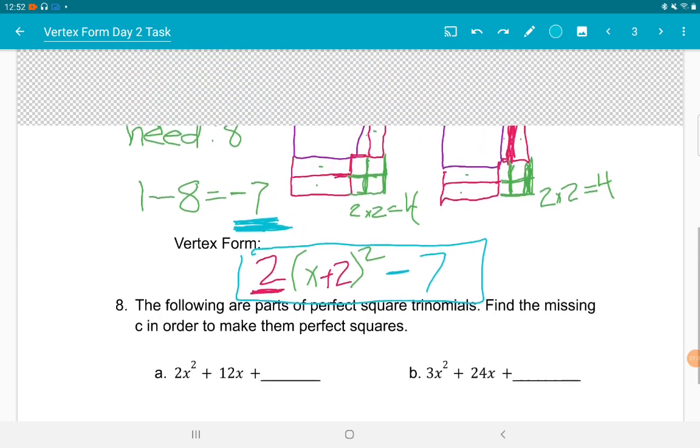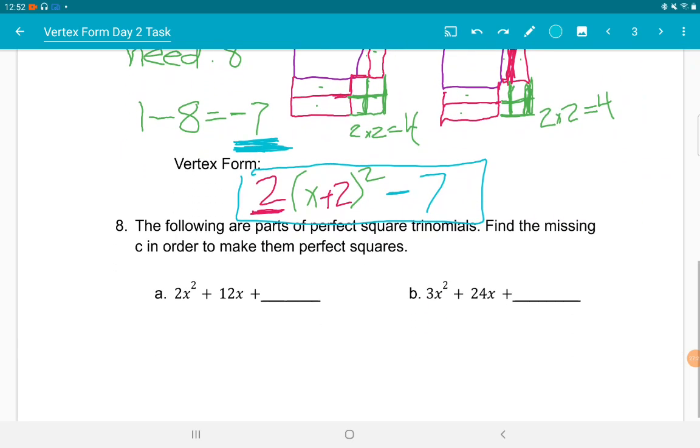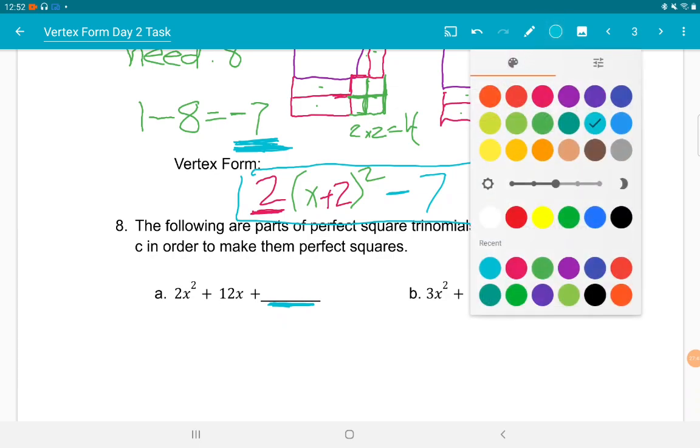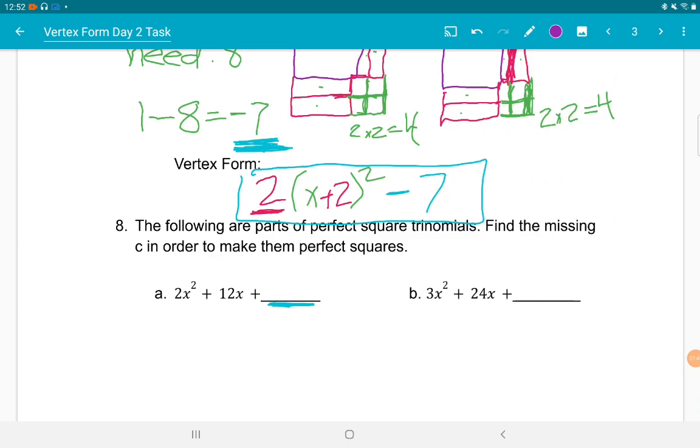Now, number 8 is not asking us to write it in vertex form. It's just asking us to find what number we need to put here so that we get a perfect square, or really a combination of perfect squares. How many would we need to fill in the corners, okay? So let's draw a picture of this. We'll just do a quick practice here.